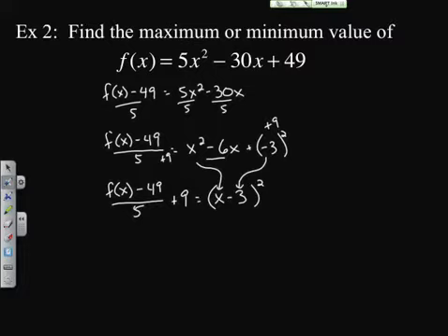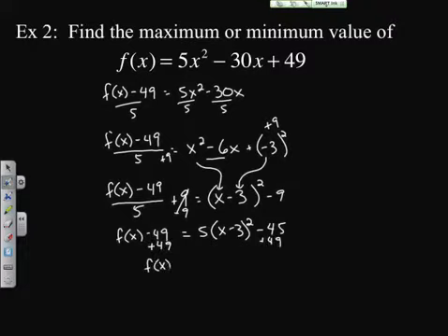Now we put everything back. We subtract the 9. We multiply by 5. And remember, we multiplied both things over here by 5, so the parenthesis becomes 5 times x minus 3, and then this becomes 45. And then our last step is we add 49. So f of x will equal, standard form is going to be 5 times x minus 3 squared plus 4.